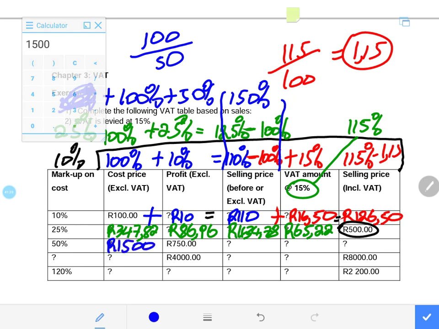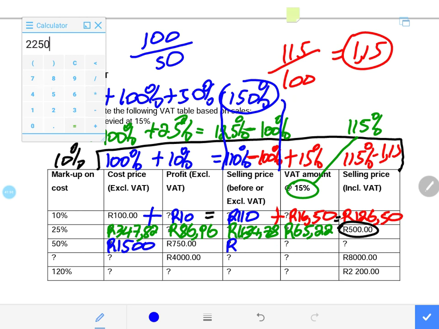Then we multiply this by 750. This will give us 2,250. Now let us test this principle on the first question. In the first question we had this 10 rand. Let us use the same 10 rand we have to find the 100 rand, and the 10 to find the 110.